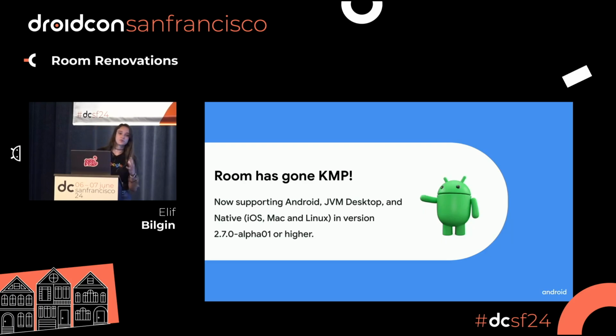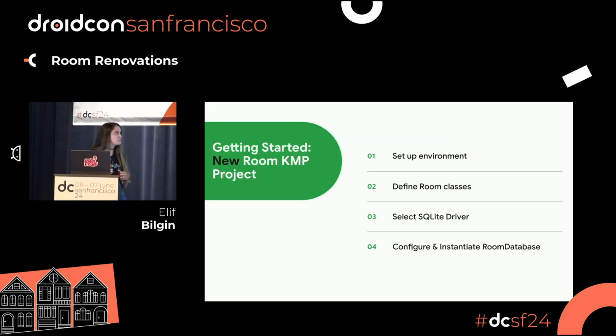So how do you go about using Room in a project? Let's talk about if you were to start from scratch. You have a new project and you want to add Room KMP to it. How do we go through getting that done?